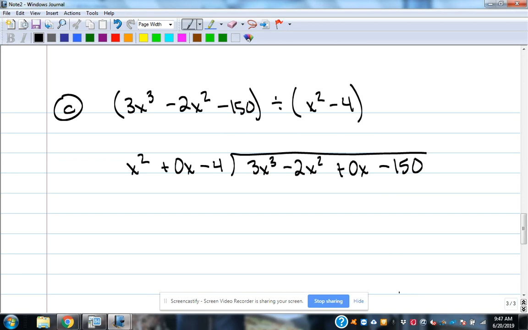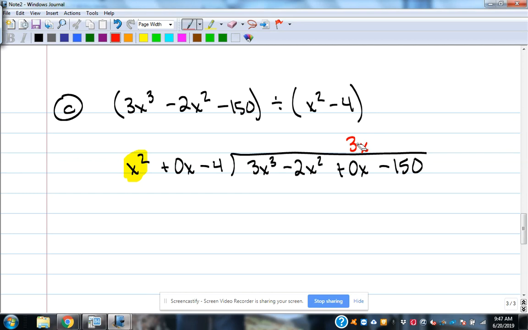Okay? All right. So again, we're going to look at the front piece. That's the only part that matters on the divisor, the front leading term. So x squared times what gets me 3x cubed? 3x. All right, so 3x is a plain x, so that's going to go over the top of the 0x. So that's where I put it. It helps keep me organized by putting it there.